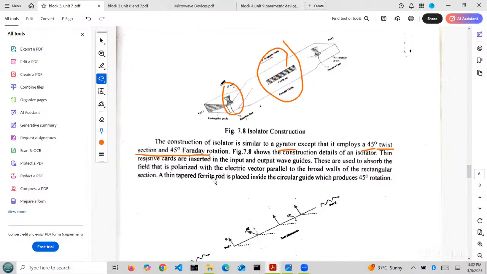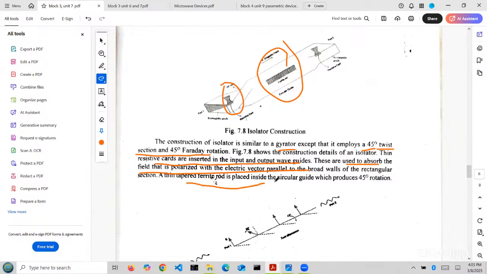That is the one main difference. Thin resistive cards are inserted across the input and output waveguides. What is the use of these cards? These cards are used to absorb the field that is polarized with electric field parallel to the walls of the rectangular section. These are parallel to the walls. Next.